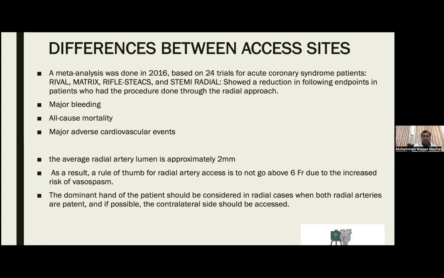What are the different trials? A meta-analysis was done in 2016 based on 24 trials for acute coronary syndrome patients: RIVAL trial, MATRIX trial, RIFLE-STEACS, and STEMI-RADIAL.